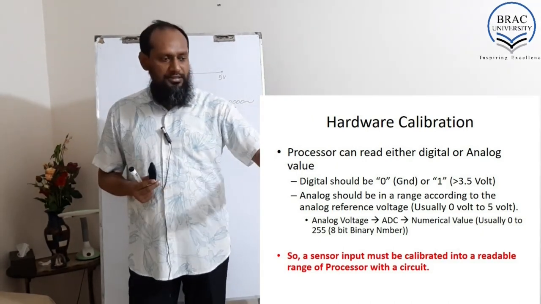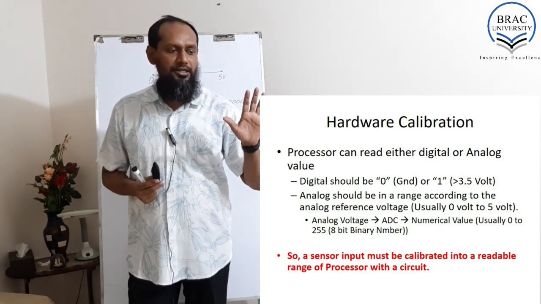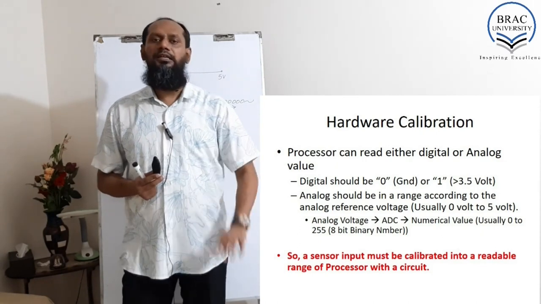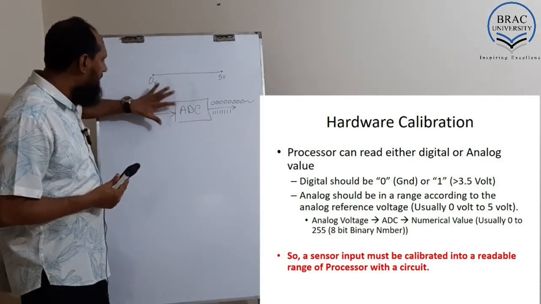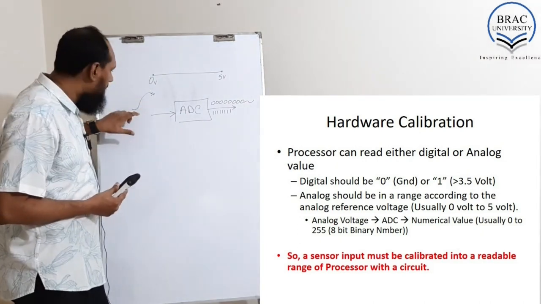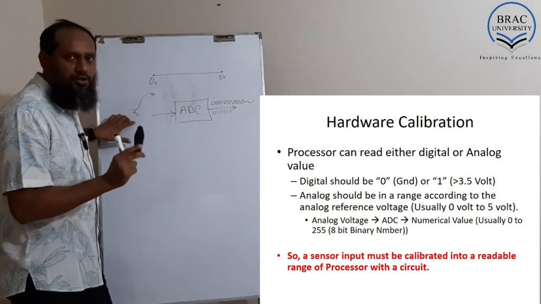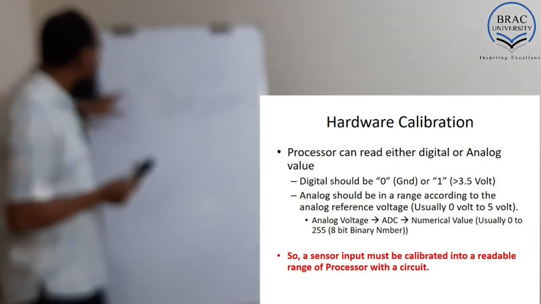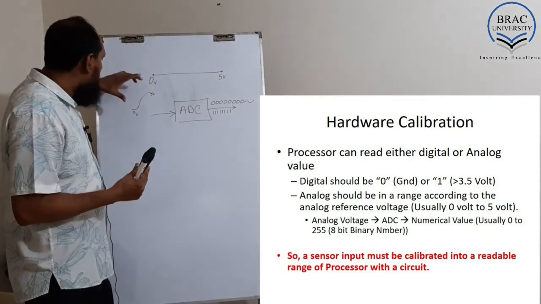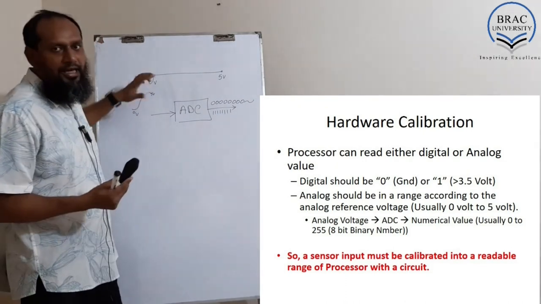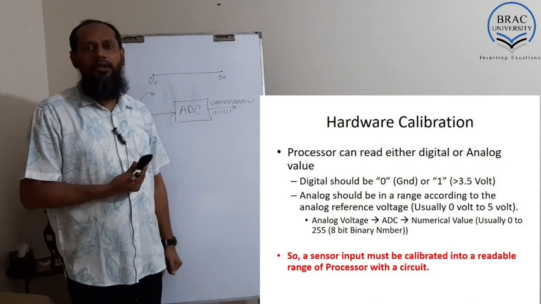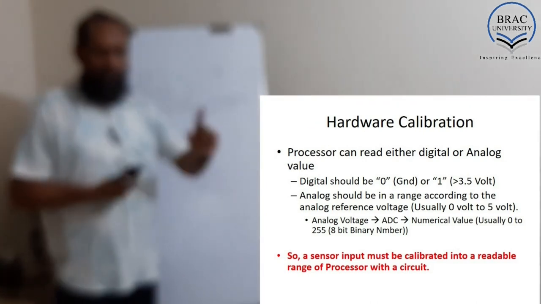Okay, so a sensor input must be calibrated into a readable range of the processor with a circuit. As I told you, this ADC can sense 0 to 5 volt. So if our calibration circuit gives us less than 0 volt, it's not going to work. In the same way, if it gives us minus volt, it's not going to work. If it gives us more than 5 volt, it cannot decode, and it may generate 1111 for all these values. So that is the important part.